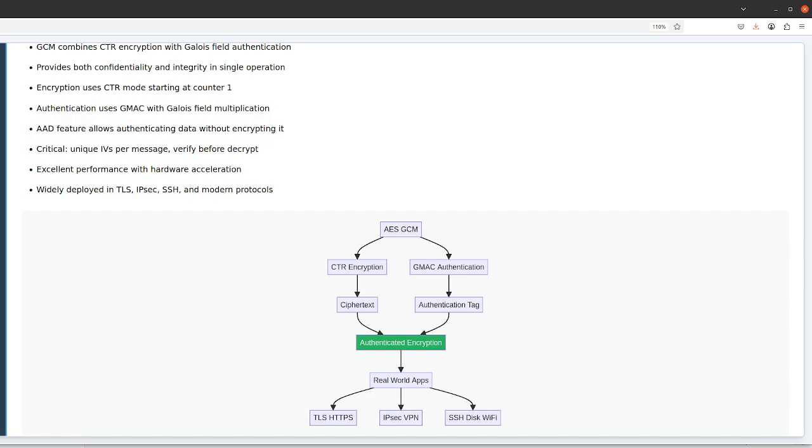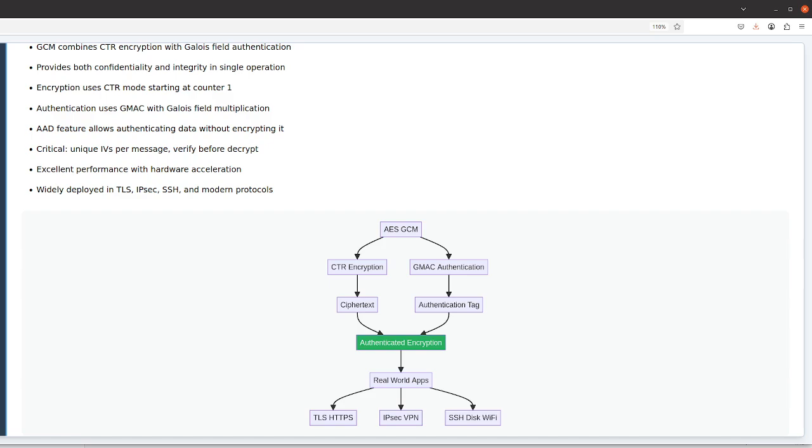Decryption must always verify authentication before outputting plaintext. This verify-then-decrypt approach prevents attacks and ensures that tampered data is rejected. The authentication tag provides strong integrity protection, with forgery probabilities that are computationally infeasible for full-length tags.